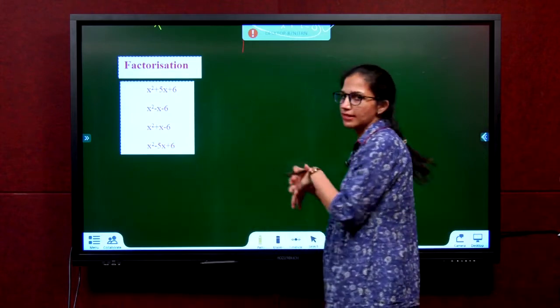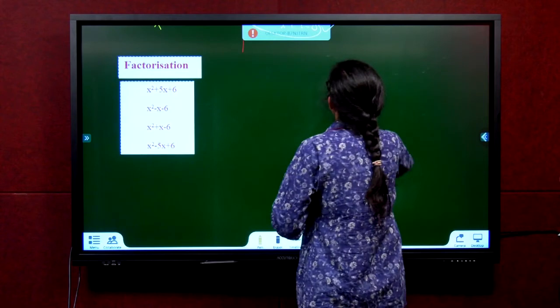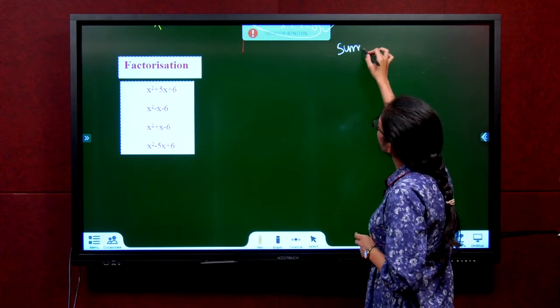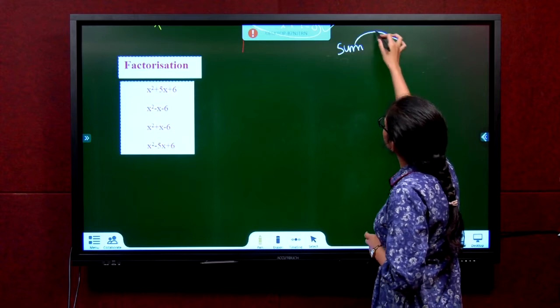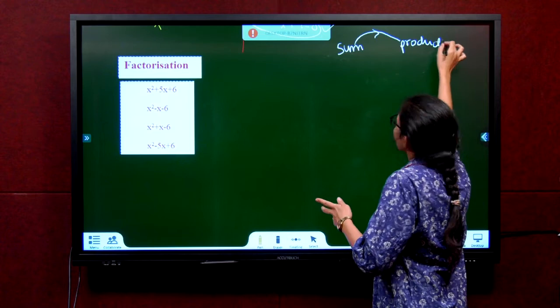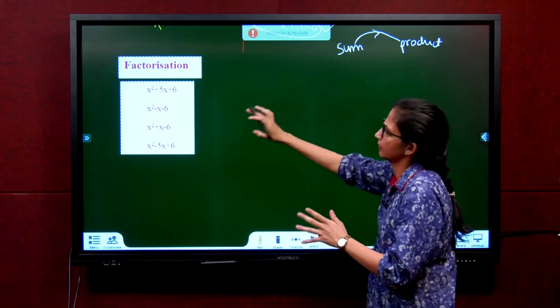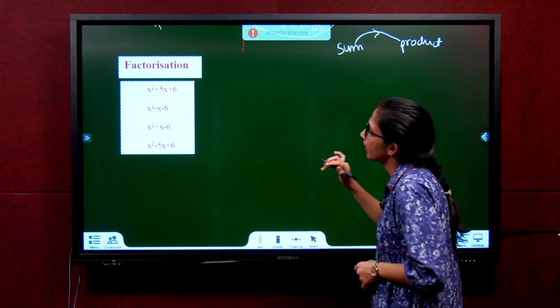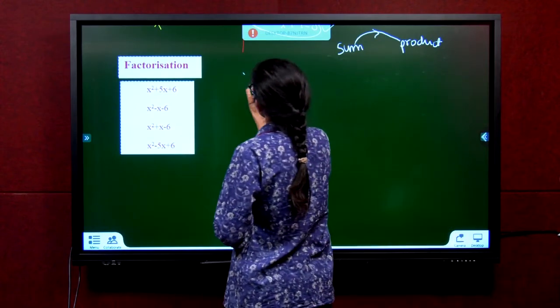First of all, let's understand what is factorization. Factorization is a process in which we convert sum into product. What does this mean? I don't understand. No problem. We will do one or two questions. You will understand the meaning of this. First, let's take the first question.